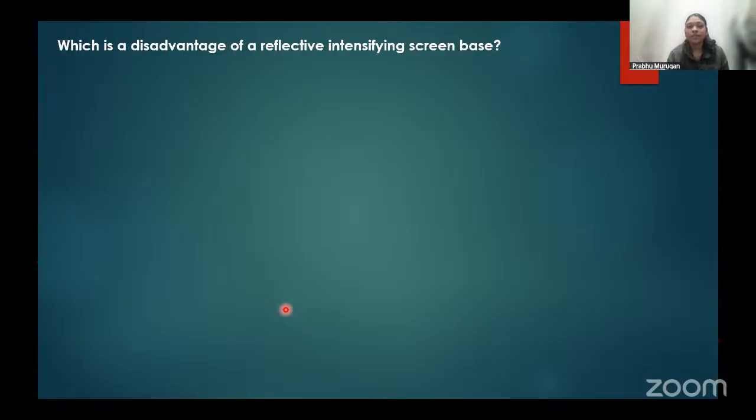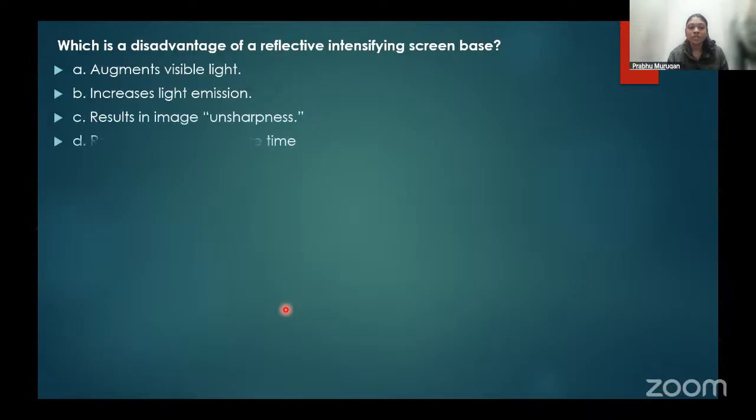Okay. So which is the disadvantage of a reflective intensifying screen base? Augments visible light, increases light emission, results in image unsharpness, requires longer exposure time. See, what happens is you have two intensifying screens on either side, film in between, right? This is going to absorb the X-rays, emit visible light, and expose the film.